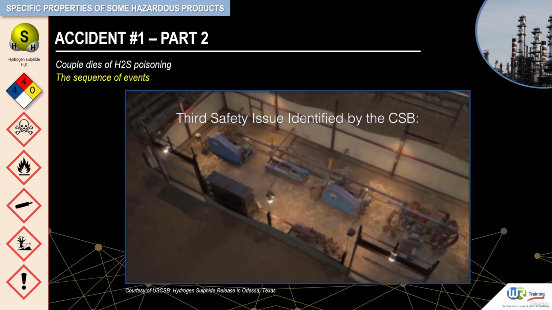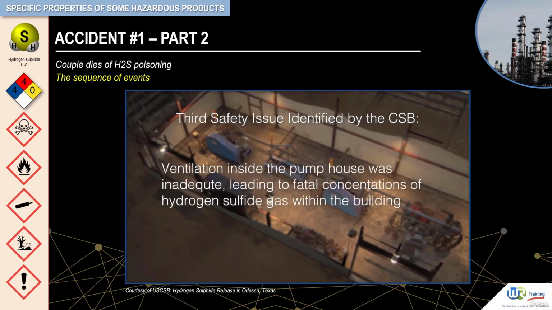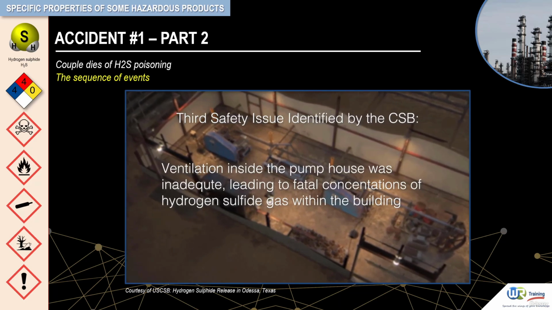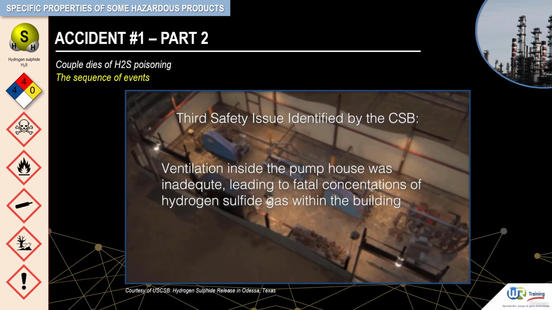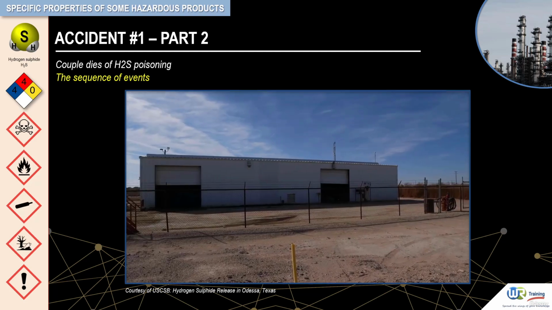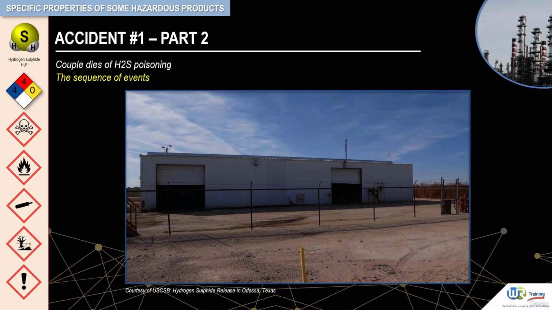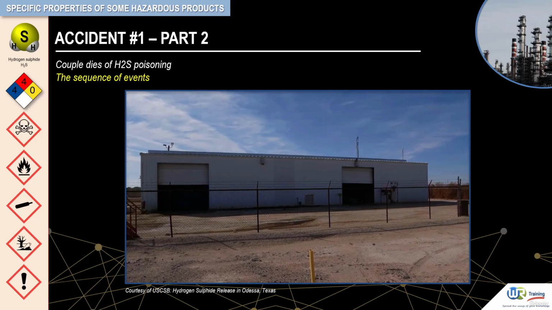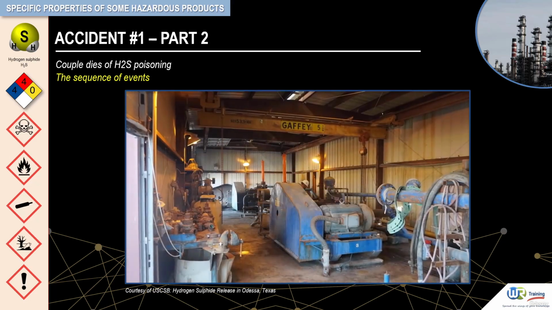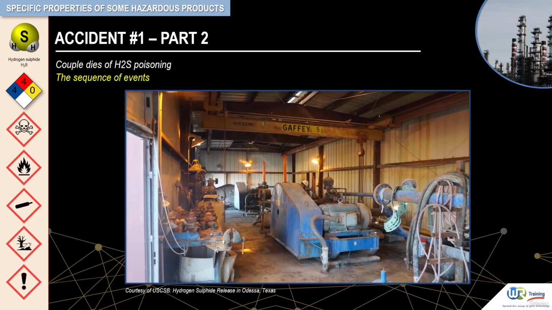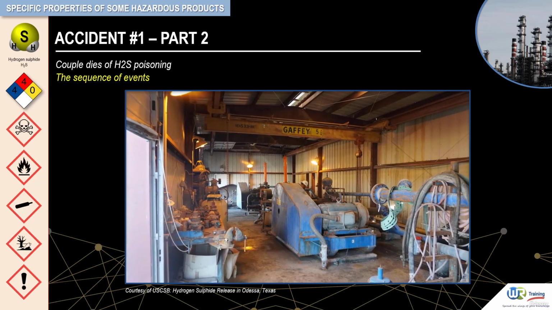The third safety issue identified by the CSB was that ventilation inside the pump house was inadequate, leading to fatal concentrations of hydrogen sulfide gas within the building. The CSB found that the pump house could be ventilated by 2 bay doors, exhaust fans, and natural vents on each of the 4 outside walls. Due to the limitations of available evidence, the CSB was unable to confirm whether the exhaust fans were operational at the time of the incident.